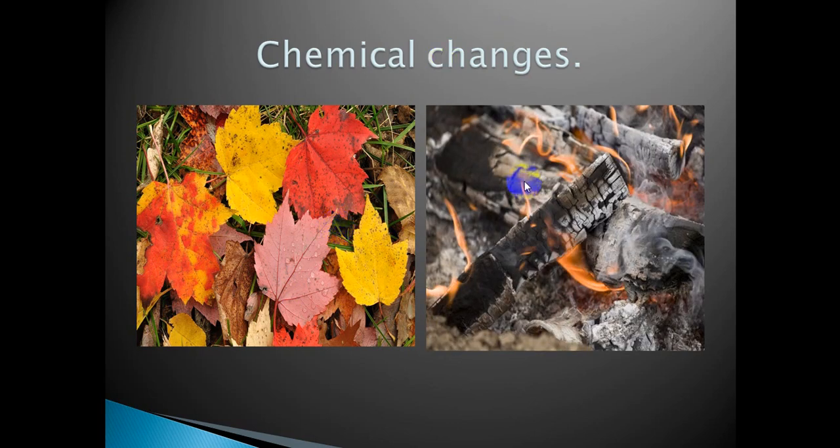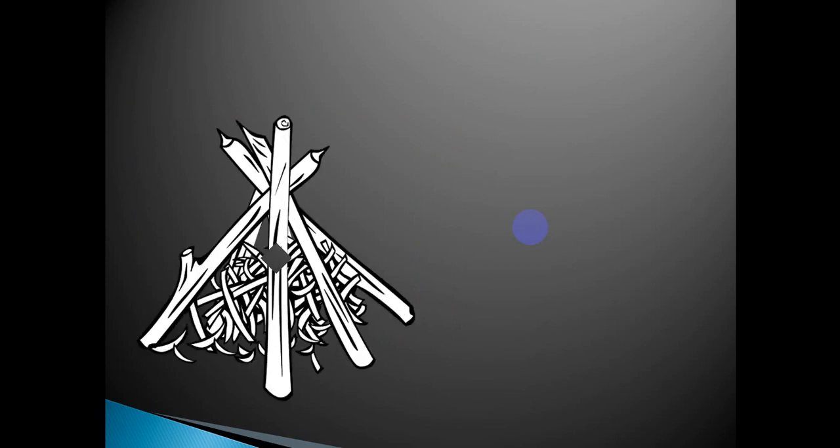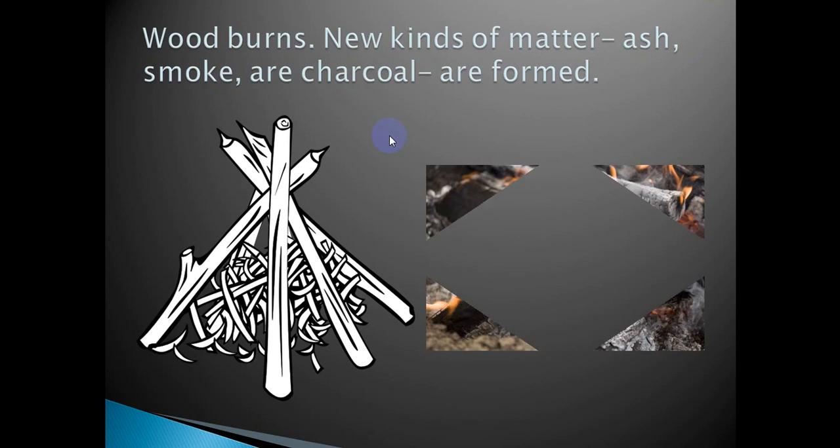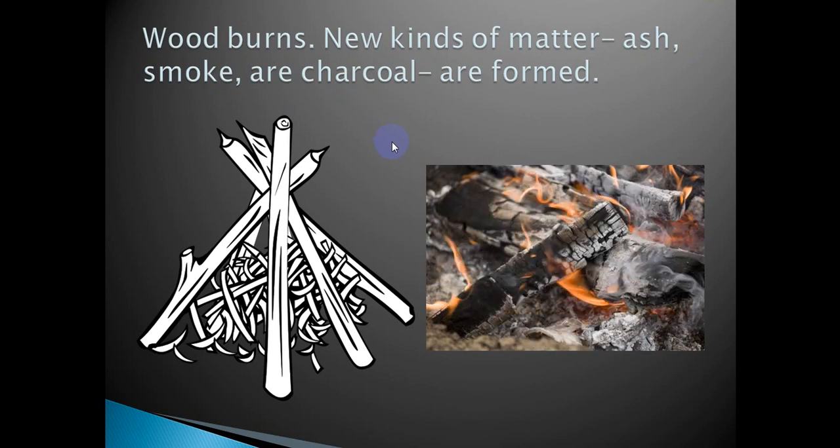Here we have another chemical change. It happens to wood when it burns. A new kind of matter is formed here, ash and smoke. So it's a chemical change. Can we move the wood back as it was? Of course not. Here is the wood. Wood burns, new kinds of matter, which are ash, smoke, and charcoal, are formed. So we cannot move it back as it was.